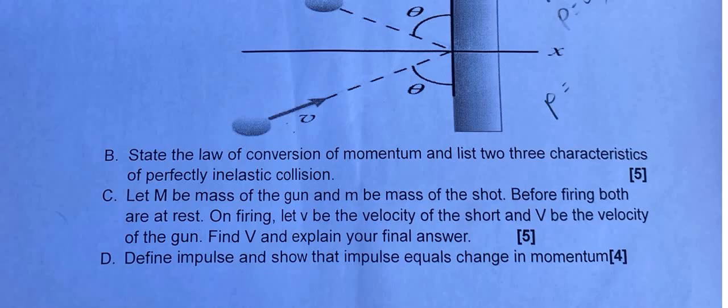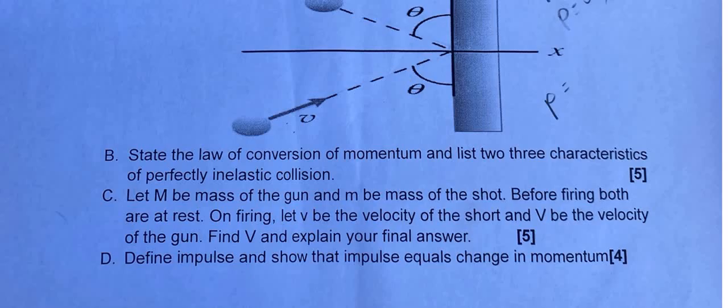Then C, they are saying let M be the mass of the gun and small letter m be the mass of the shot. Before firing, both are at rest. On firing, let v be the velocity of the shot and V be the velocity of the gun. Find V and explain your final answer.